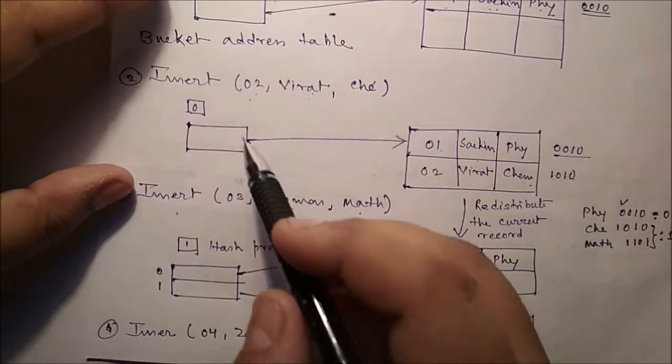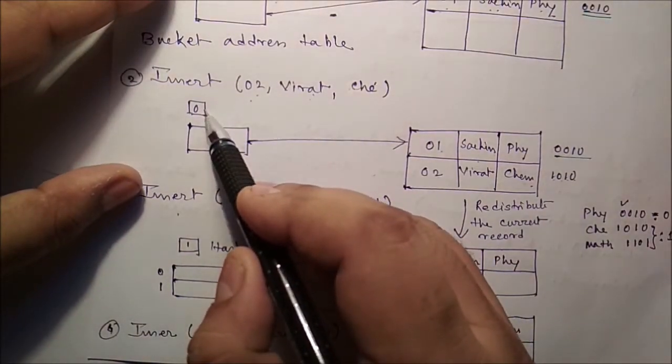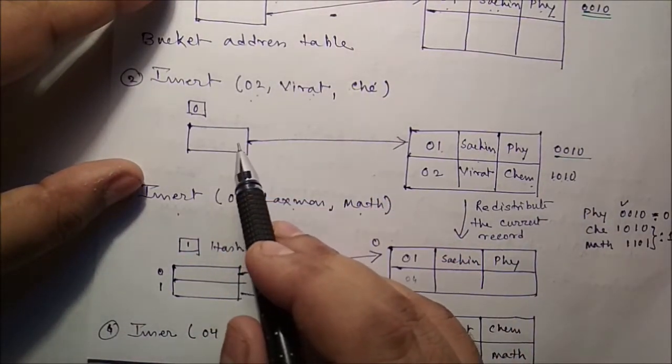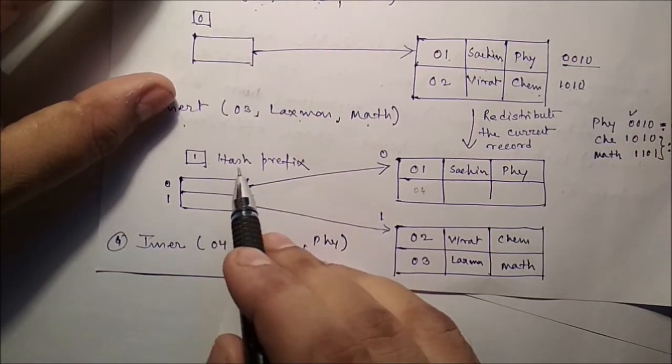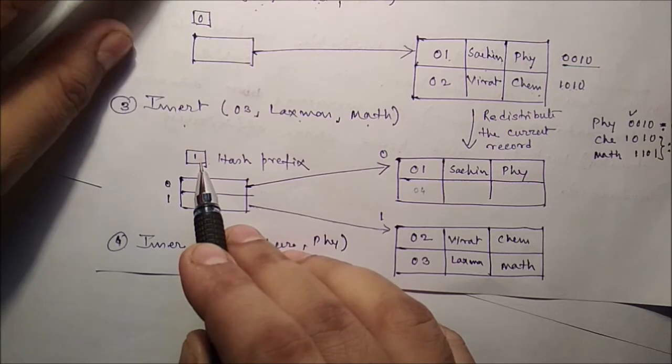Now if it is a 0 bit, what does it mean? We can store only one data. Now if a single bit is there, if you take the first digit, a single digit in the hash prefix, 1 digit means what?